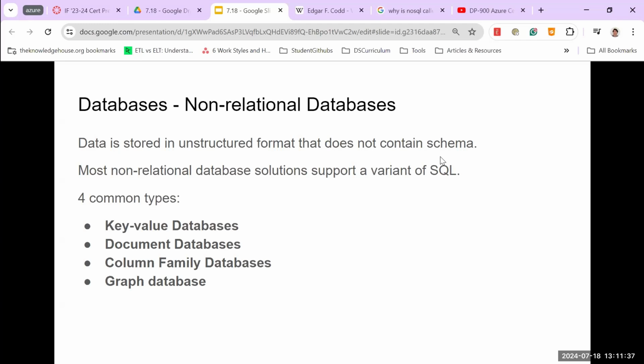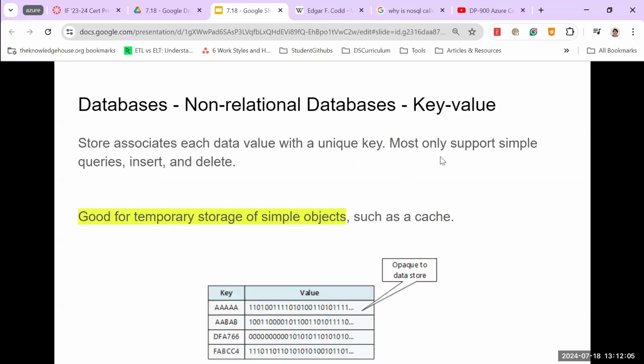Sometimes the data that's stored in non-relational databases is semi-structured. I should probably update this slide. And sometimes it does not contain a schema. Maybe there's not a strict format that the data has to absolutely abide by. Maybe it's a little bit more flexible. But these are the four common types, especially that we'll see in using the Azure suite of tools.